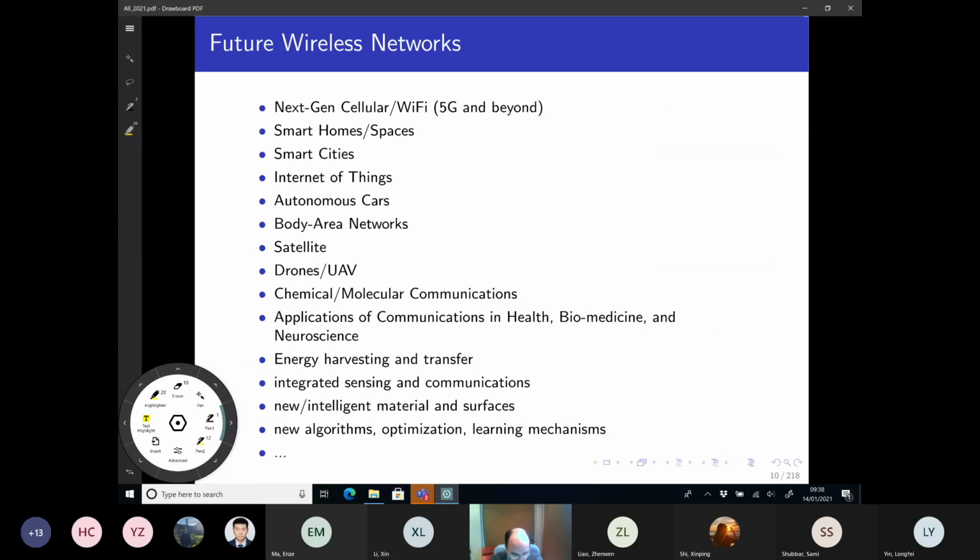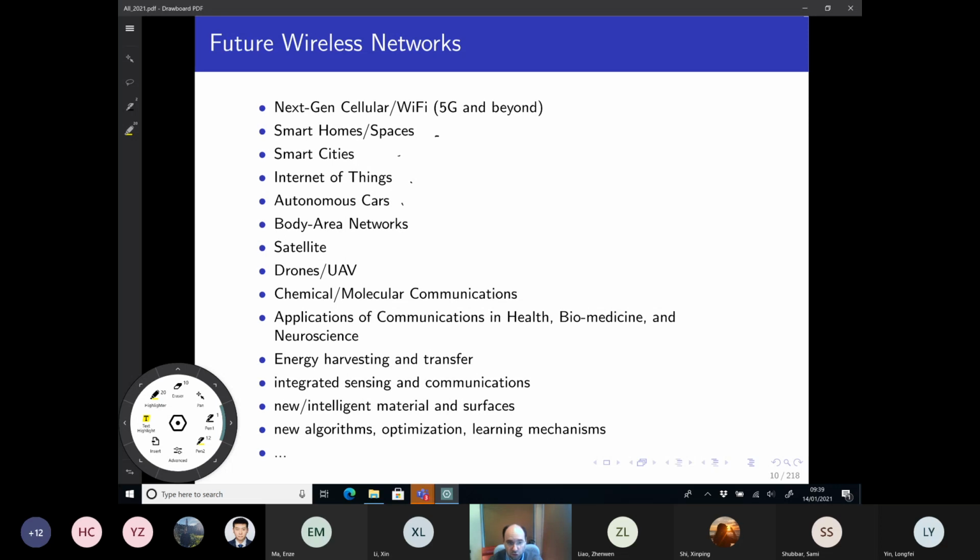Right, so future wireless networks, all the things we're going to be looking at. You can use this in many different applications, and here are some of them. Obviously what we all talk about is 5G and beyond, but those could have applications in, for instance, smart homes, smart cities, IoT, autonomous cars that will be coming in the future, body area networks. So when you have a network of sensors on your body or inside your body, all those nodes have to communicate with each other.